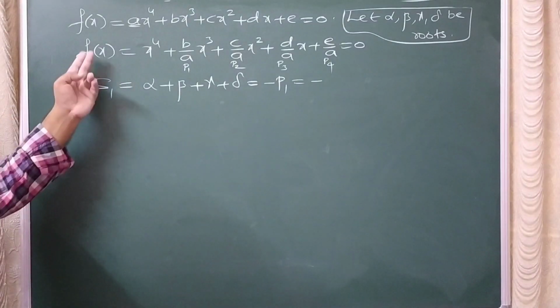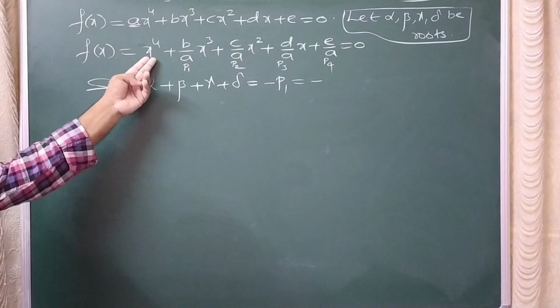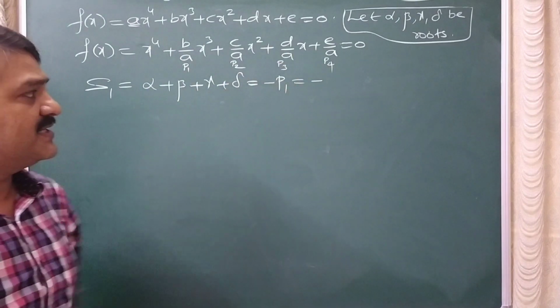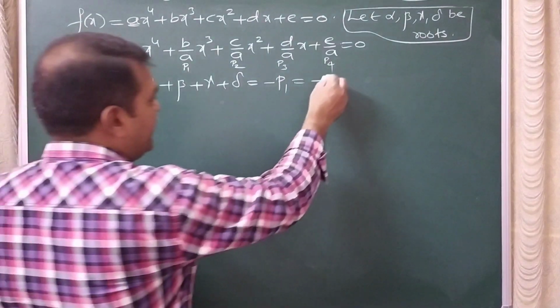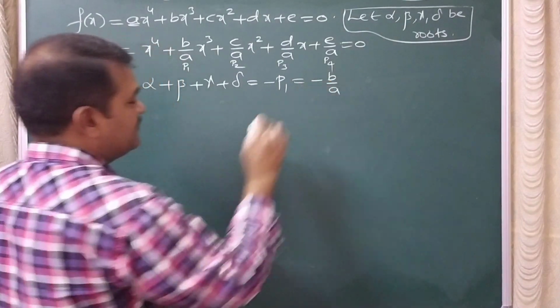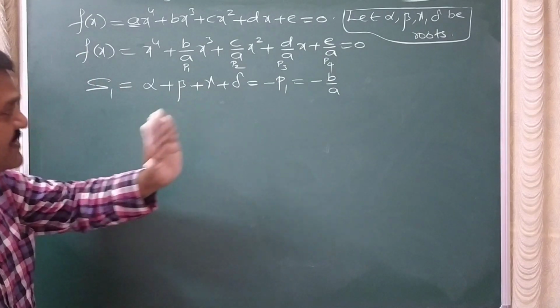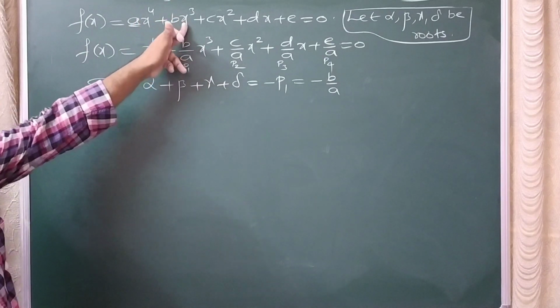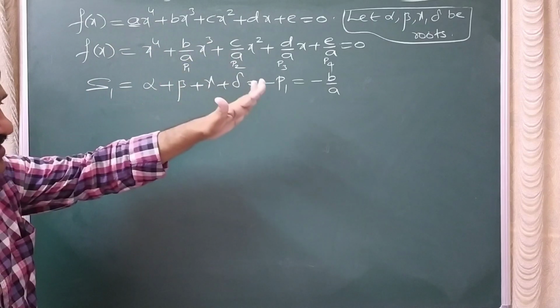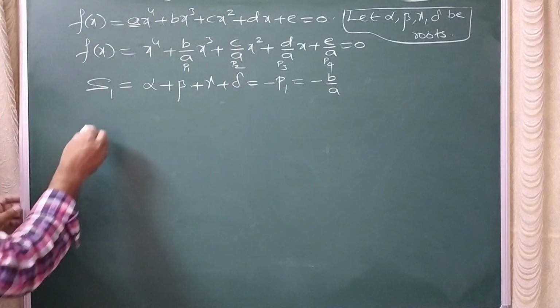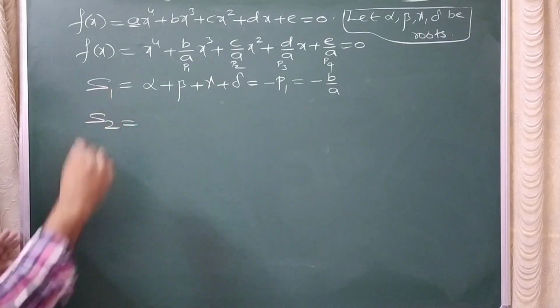So when we are taking leading coefficient 1, starting from the second term, we will take P1, P2, P3, P4 like that. So minus P1 means minus B by A. So sum of the roots is always minus second term coefficient by first term coefficient taken in order. Okay. Now come to second, S2.